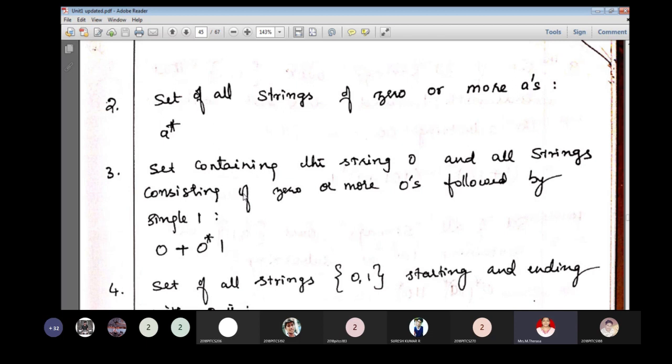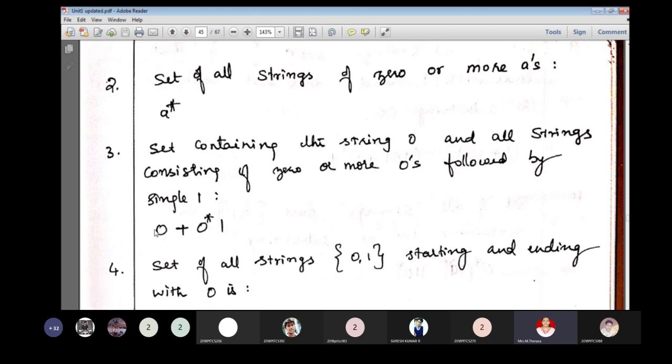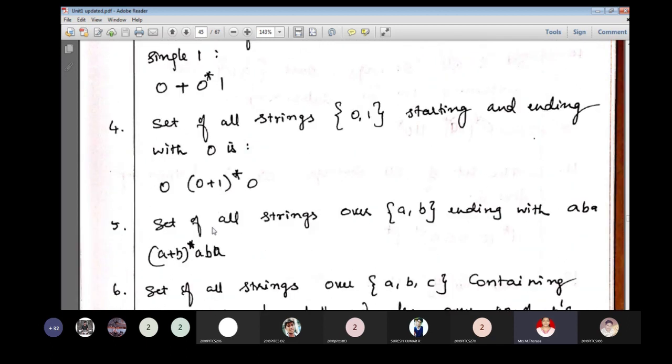Okay, that is the set of strings consisting of 0 or more zeros followed by a single one. So containing 0, so 0 plus, any strings of zeros followed by a 1. Clear? So that can be represented as 0 plus 0 star 1. Otherwise, any number of zeros followed by a 1 at the end. Clear? So either 0 or zeros followed by a single one is clear. Next.